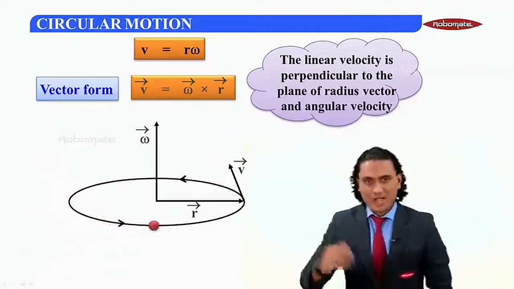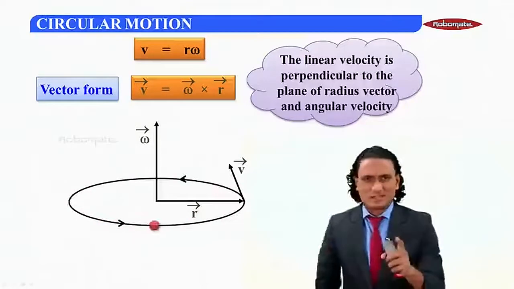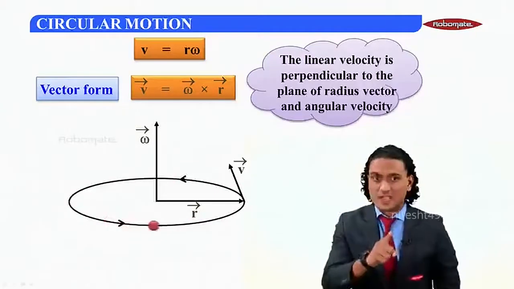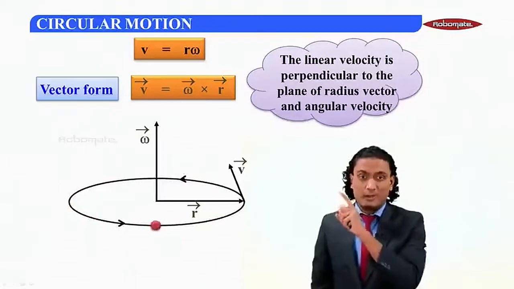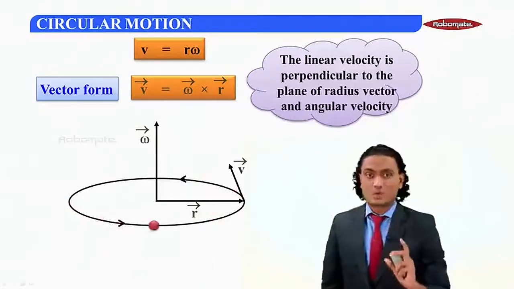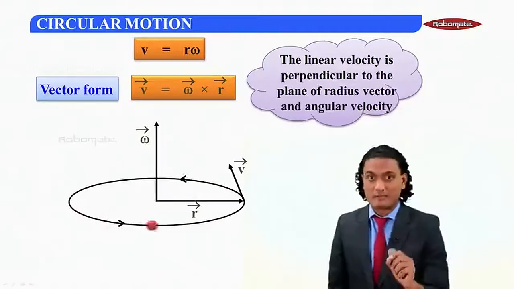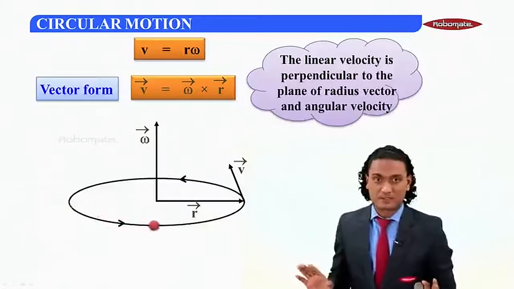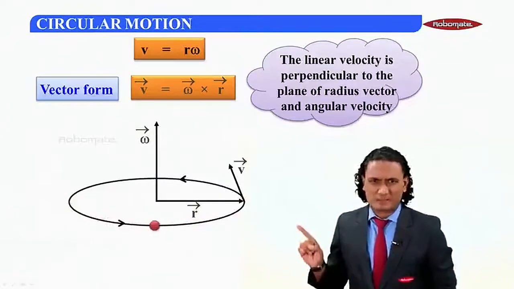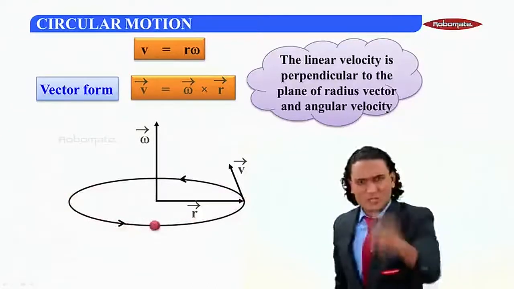I hope this module was not that difficult. Remember this relation, V is R omega. We'll be using this in many numericals. And this particular module can be asked as a question in your test: derive a relation between linear velocity and angular velocity. So please be prepared for that. Is that clear? Isn't it very simple? Yes, students, it is simple and you can do it.